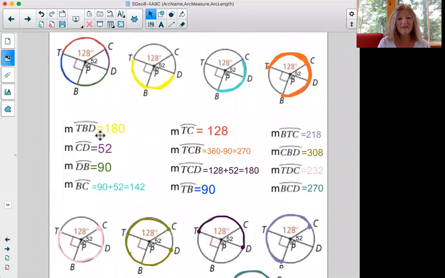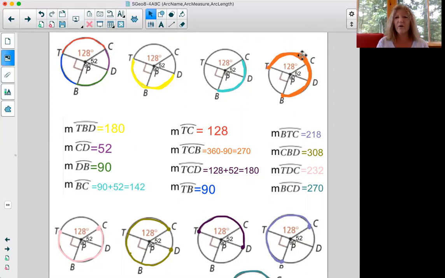We see that for this one, we have a semicircle, 180 degrees. For this one, we have 90 degrees. For this one, it's 128 degrees. For this one, we see that linear pair, so that's 90, this is 90, and then we can add this that we've already found to be 52. So 90 plus 52 will give us our measurement.